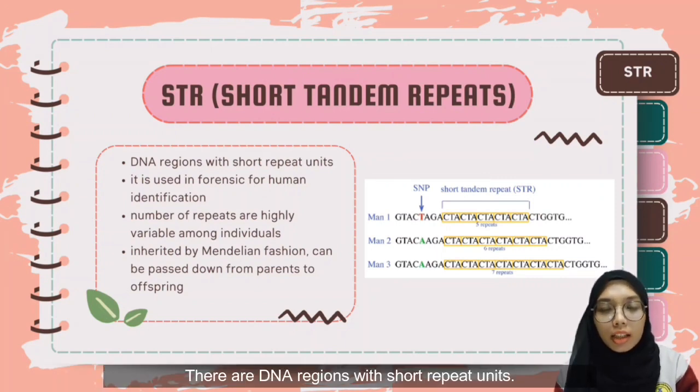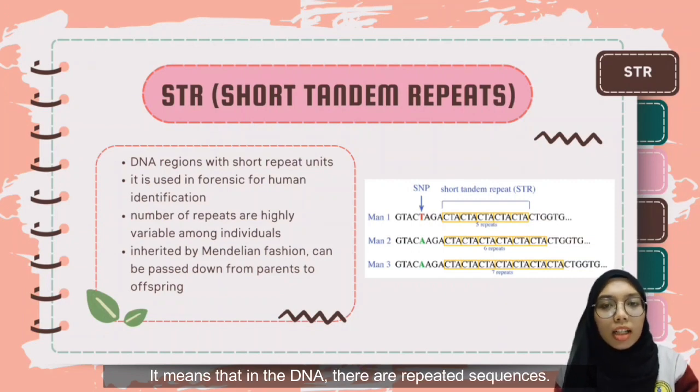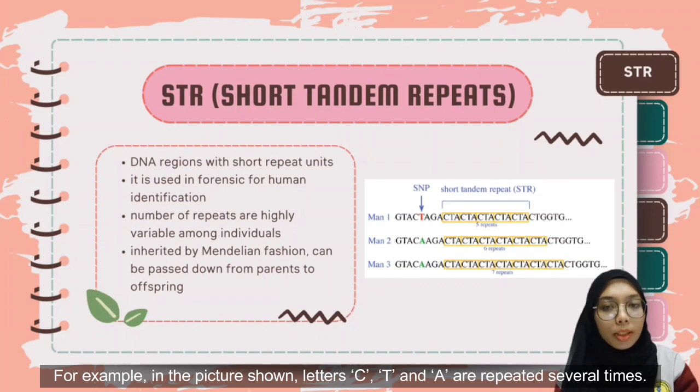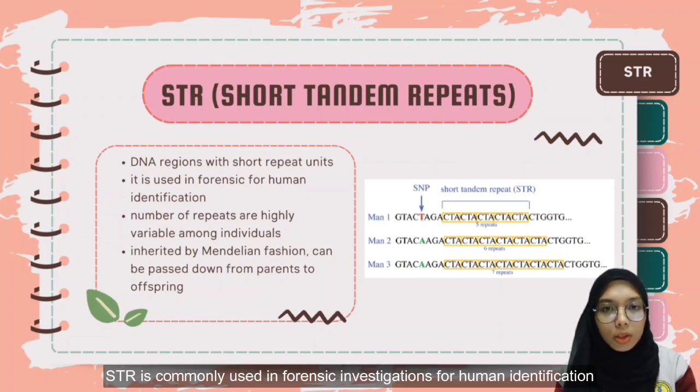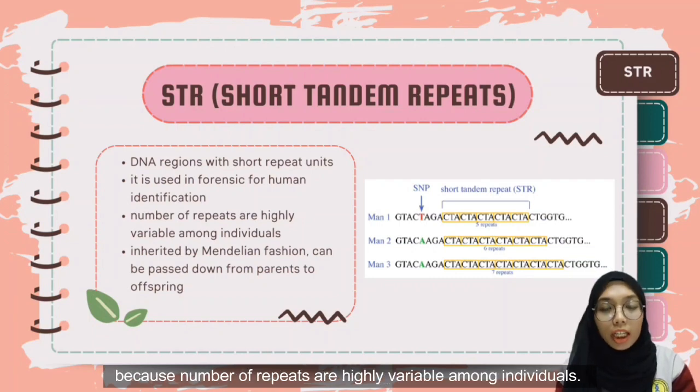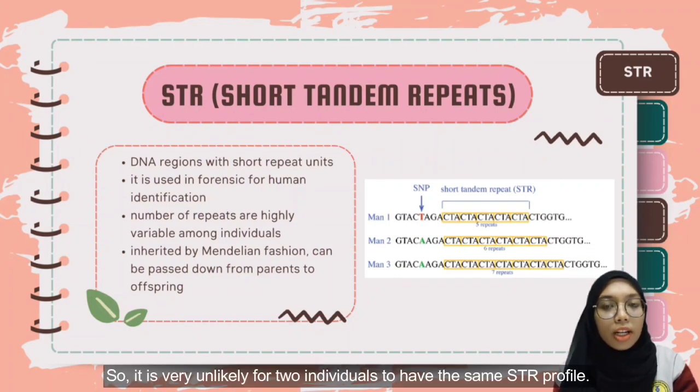They are DNA regions with short repeat units. It means that in the DNA, there are repeated sequences. For example, in the picture shown, the letters C, T, and A are repeated several times. STR is commonly used in forensic investigation for human identification because the number of repeats is highly variable among individuals. So, it is very unlikely for two individuals to have the same STR profile.